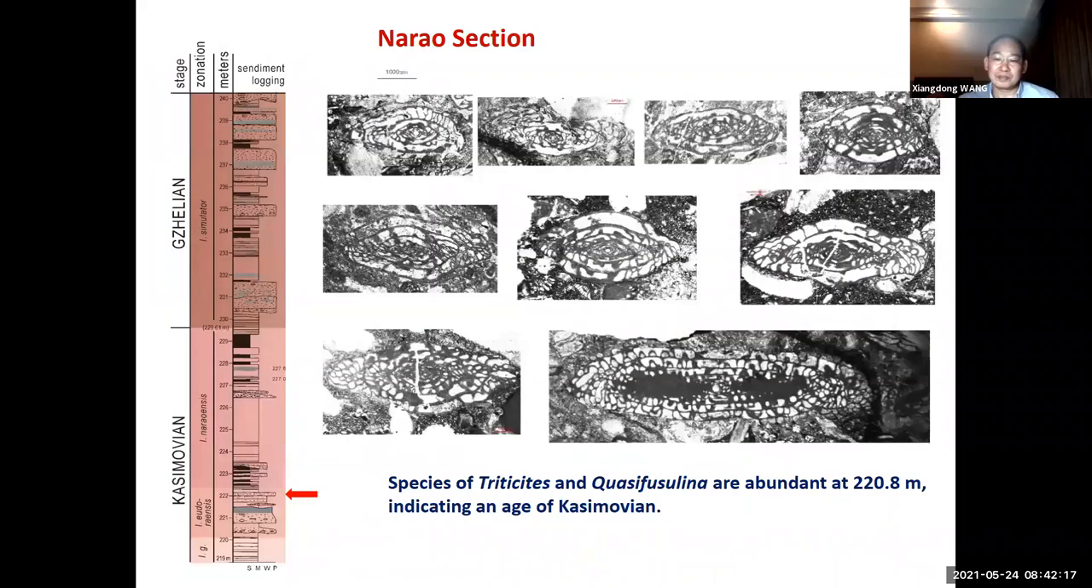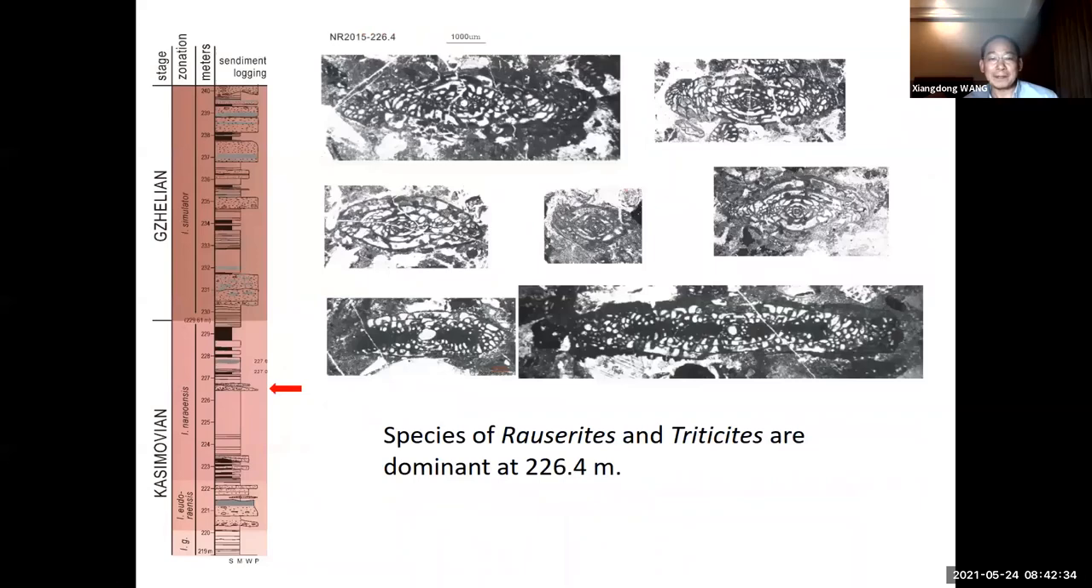And in the Nanlao section we also have similar beds containing the fossil lineage, including Triticites and Quasifusulina. And the next slide, please. Also in that Nanlao section, we have the Rosalites and Triticites. Next slide, please.